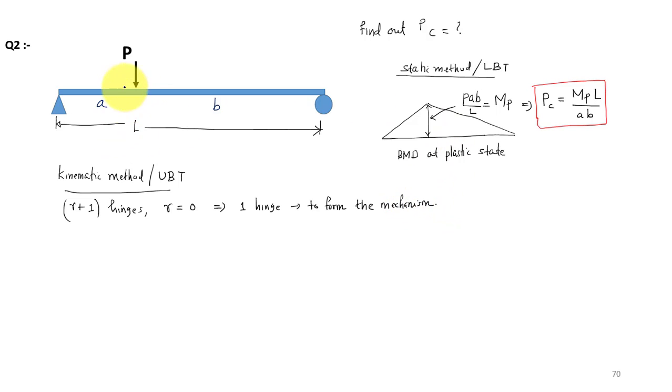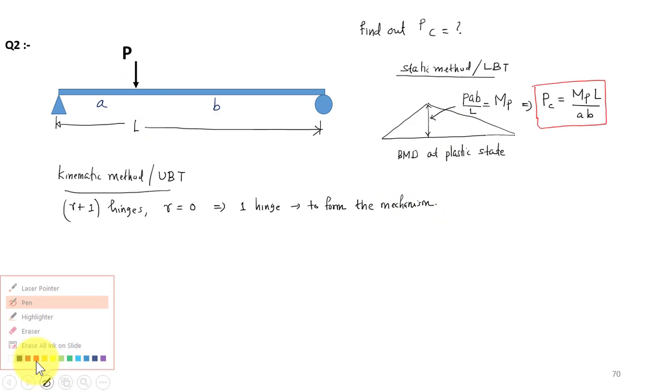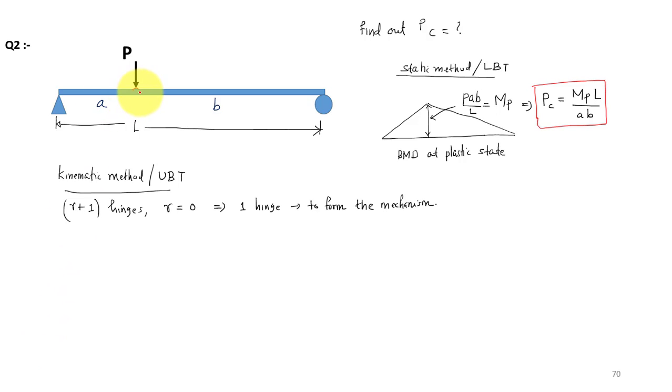Again the moment will be maximum at this point, so a plastic hinge will form here. So this will be your mechanism. And we have the load, that is your collapse load PC, and this distance is delta.